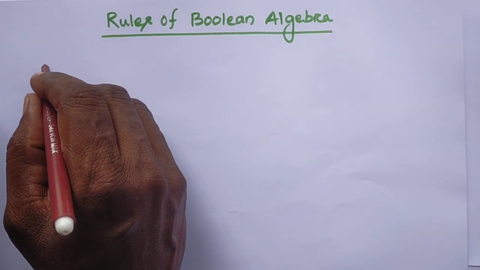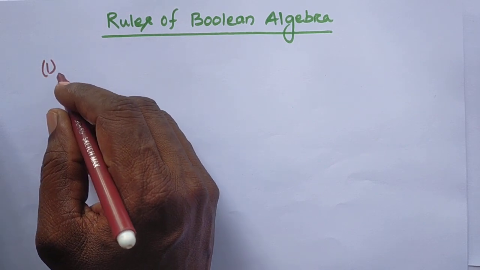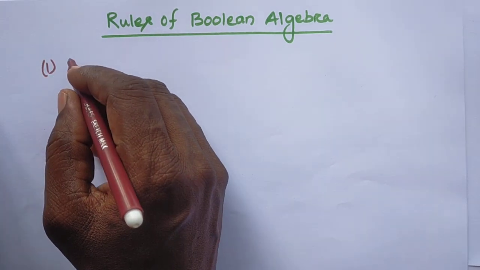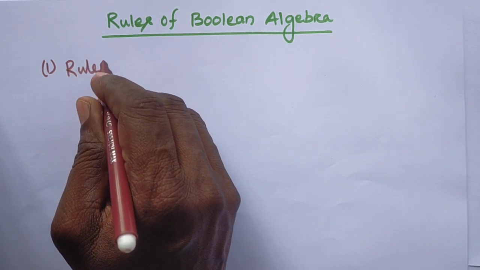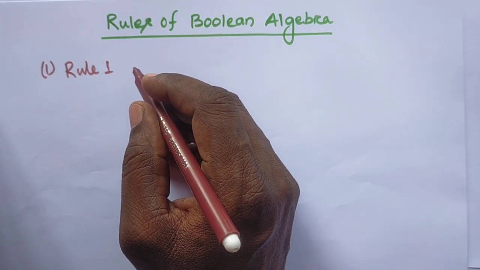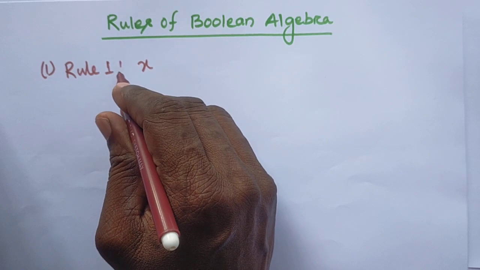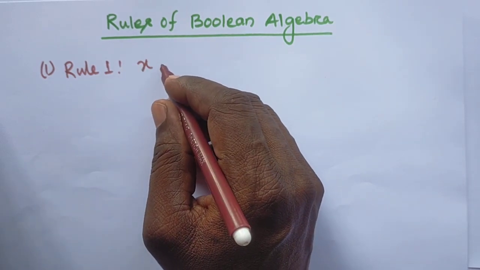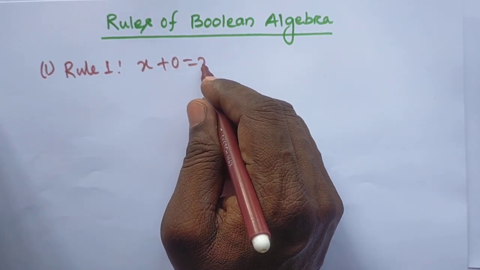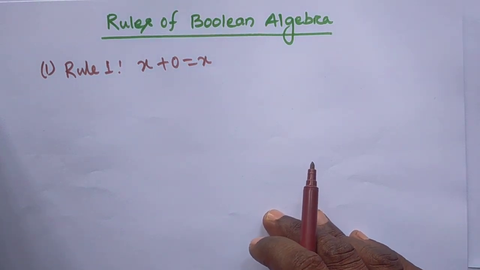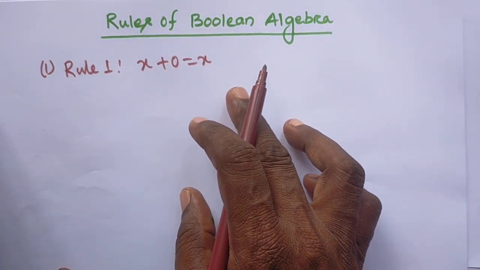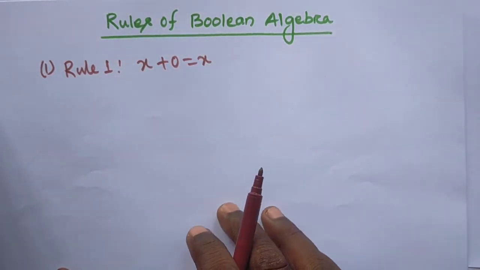First, you see, I will explain everything in a very simple way. Suppose rule 1. It is mentioned that x plus 0 is equal to x. We have to prove it. x plus 0 is equal to x.